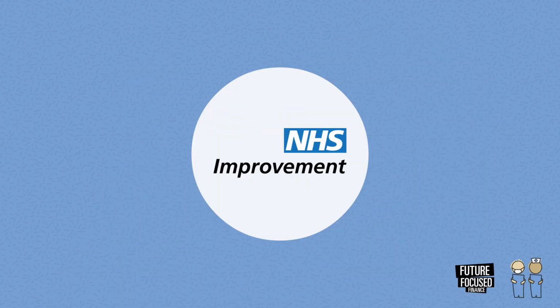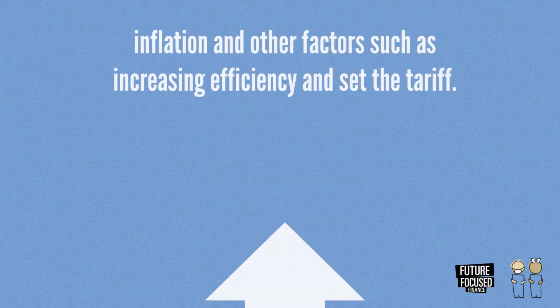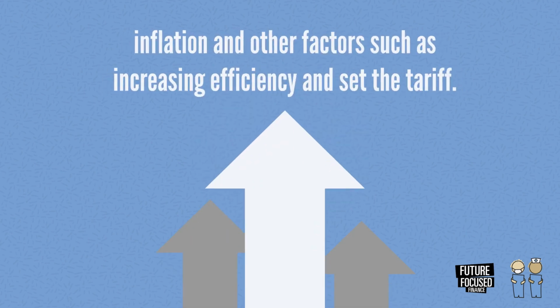NHS Improvement, for each HRG, take an average and adjust these to take into account inflation and other factors such as increasing efficiency and set the tariff. There is a 3-year delay between the reference cost and the resulting tariff.